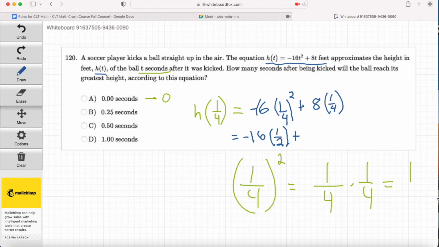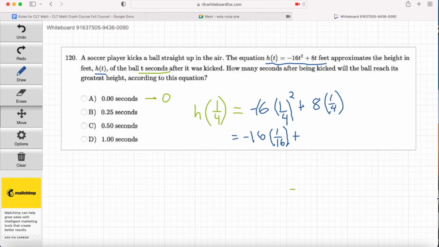1/16. Remember, you multiply the numerators, 1 times 1 is 1, and you multiply the denominators, 4 times 4 is 16. It's 1/16. Does that make sense? Yes. I can't emphasize that enough. Think about what the notation means. Let that guide you, and you'll avoid a lot of common mistakes. Okay, all right, let's continue.